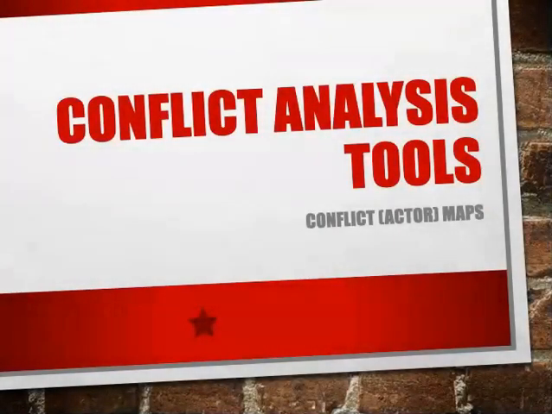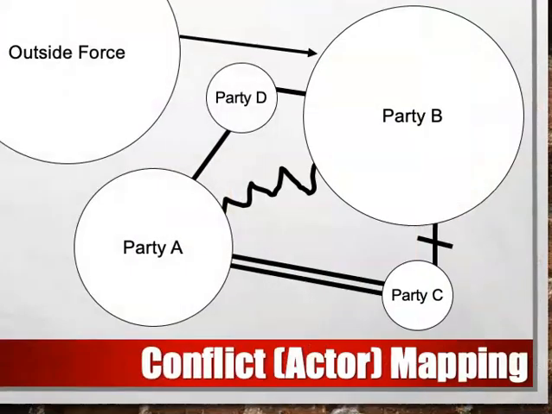In this video, I'm going to provide a short overview of conflict mapping, sometimes called conflict actor mapping, one tool that you can use to analyze conflict. Conflict mapping is a visual tool that helps us to identify the parties involved in the conflict and how they relate to each other, power relationships, and outside forces that may be influencing the party.